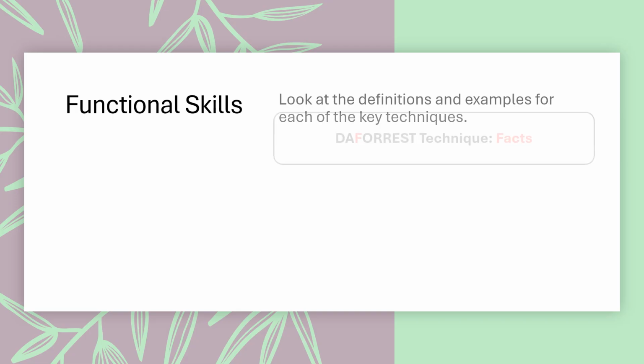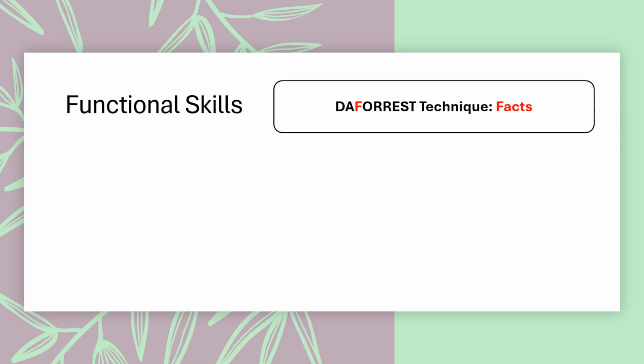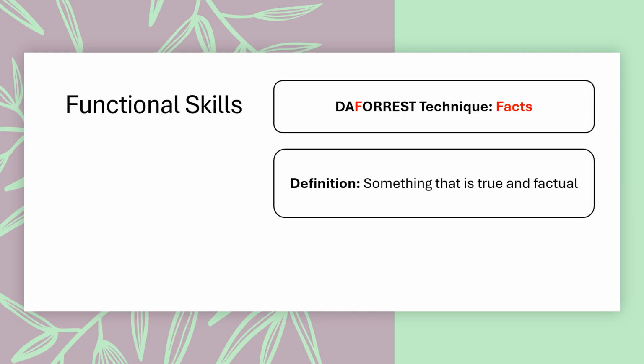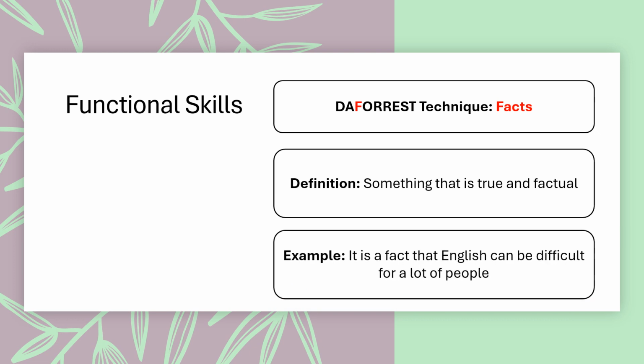Next we're going to move on to our third letter within our DeForest techniques, which is facts. So the definition of a fact then is something that is true and factual. An example of this is, it is a fact that English can be difficult for a lot of people.